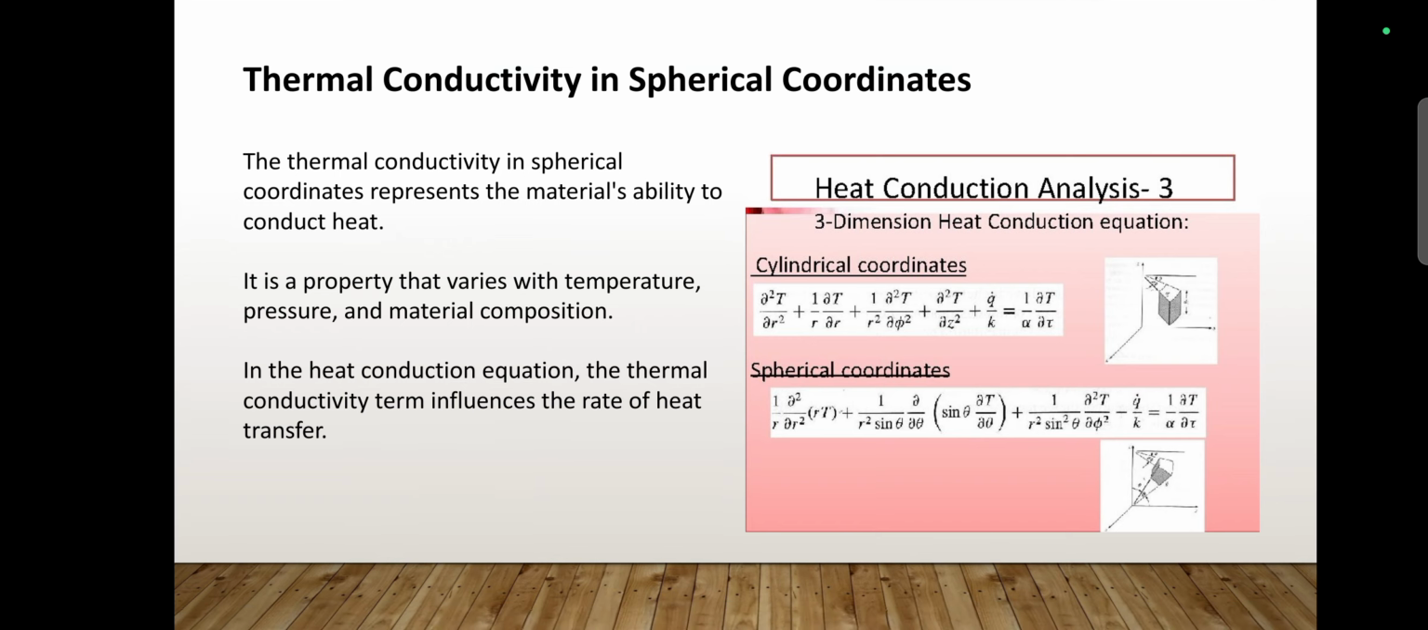Thermal conductivity in spherical coordinates. Heat conduction analysis through three-dimensional coordinate systems in spherical coordinates.